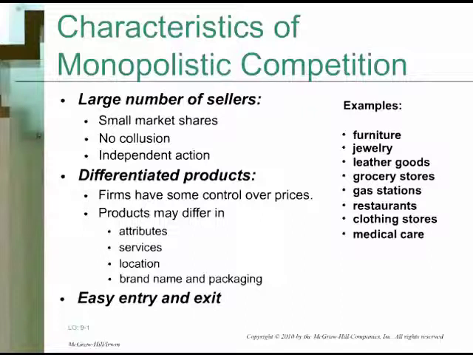Differentiated products, which allow firms to have some control over prices, and easy entry and exit. Products may differ in their attributes, services, location, brand names, and packaging. Examples of industries that have a monopolistically competitive structure are furniture, jewelry, leather goods production, grocery stores, gas stations, restaurants, clothing stores, medical care, and the like.